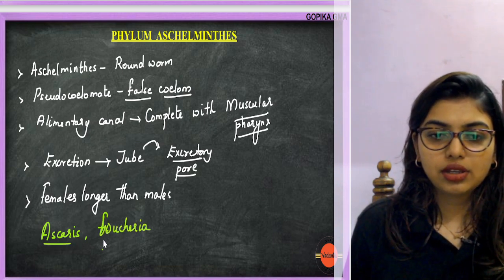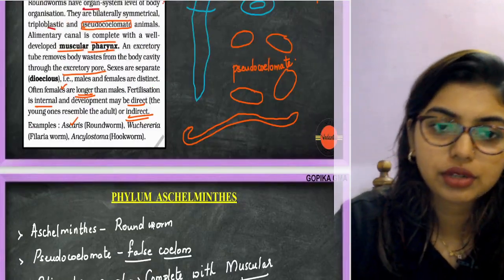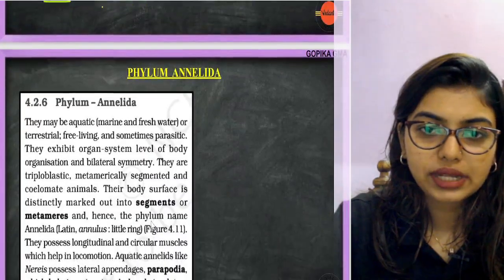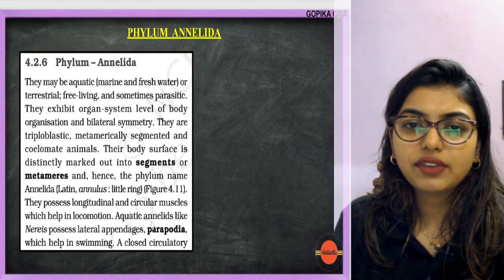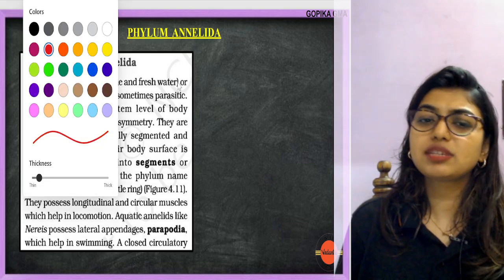Vucheria. At least remember these two. Ancylostoma, if you can remember that also, you can remember that it is hookworm, okay? Hookworm. Now we will move to the next one, that is phylum Annelida. I hope so far we are good to go. We are taking very little time for each phylum, right? You only have to remember the specialized character.